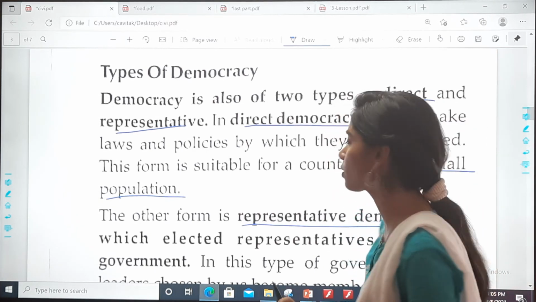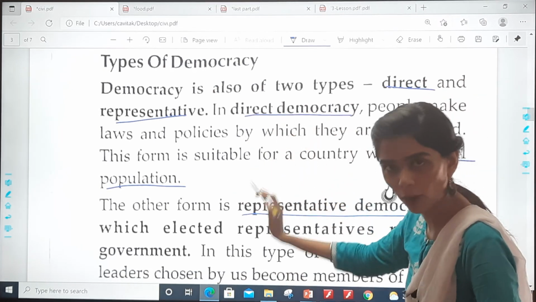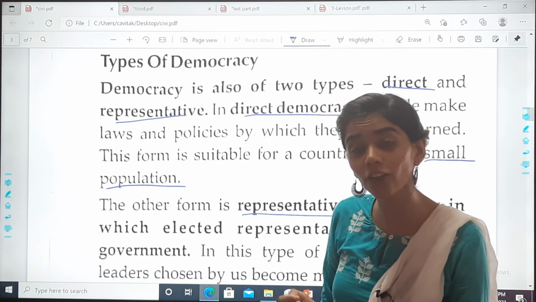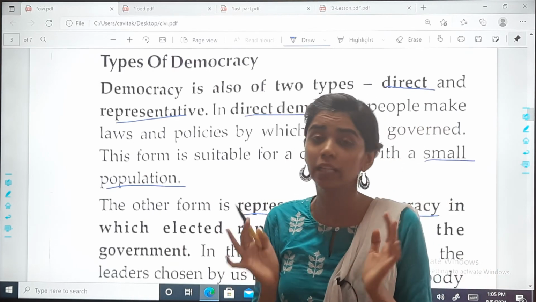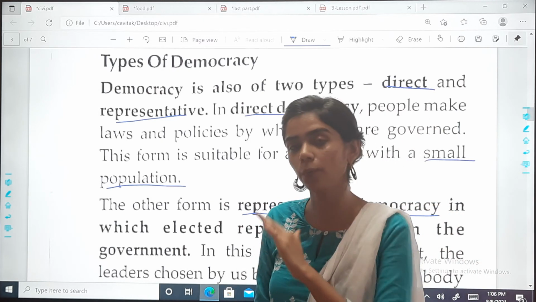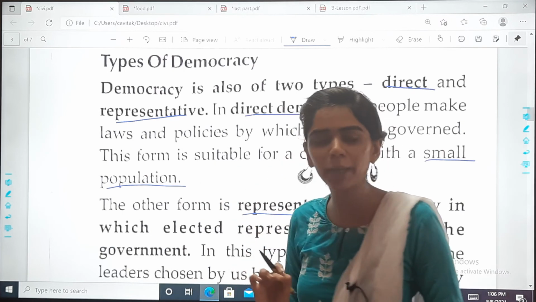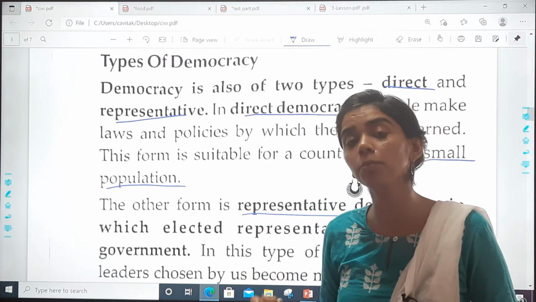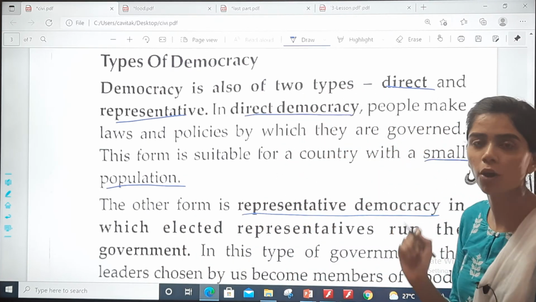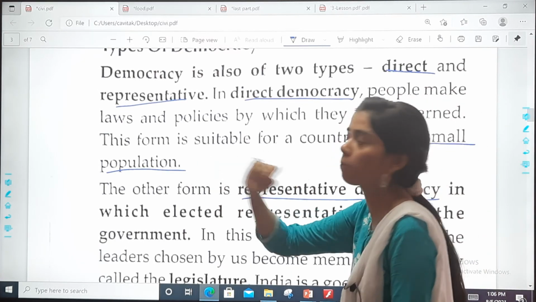See, in direct democracy, what was it? That people make the laws and policies by which they are governed. So who makes the laws and policies? The people. They only make the laws and policies, and this is how it governs. Okay, functioning bhi uske according hoti hai. Now this type of democracy is not possible in countries that have huge population. So this type of democracy is suitable for countries with small population.